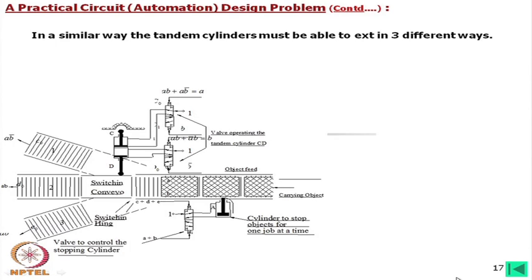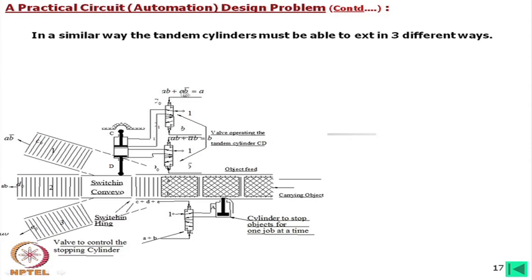In a similar way, the tandem cylinder must be able to work in three different ways. Now, you see what is there. If you look into this logic, we are not going into the detailed development of these logics here, but it is A plus B, or A B, then this is actuated. You see how this will be operated.